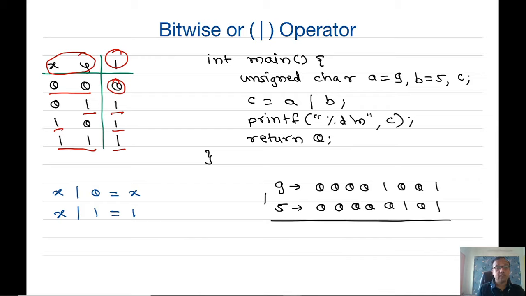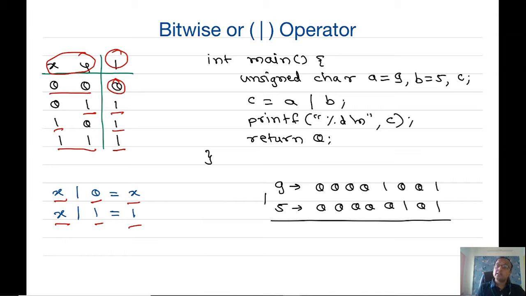What do we understand with this? What we understand is that if you OR any bit with 1, then the result will always be 1. And if you OR any bit with 0, the result will be the same bit. That is, 0 ORed with 0 will remain 0, but 1 ORed with 0 will become 1.